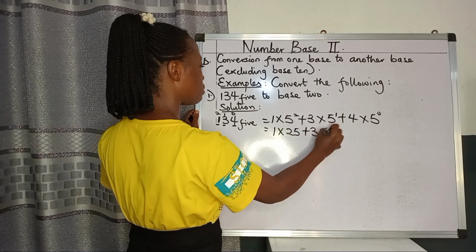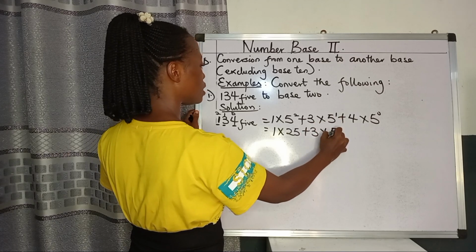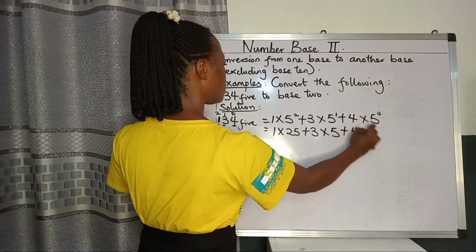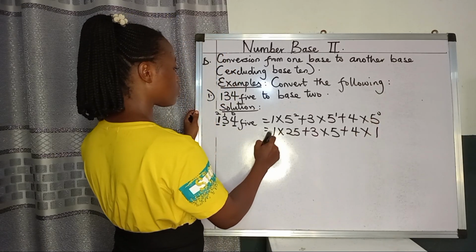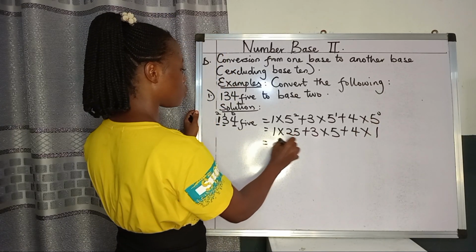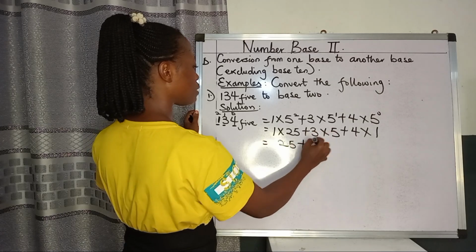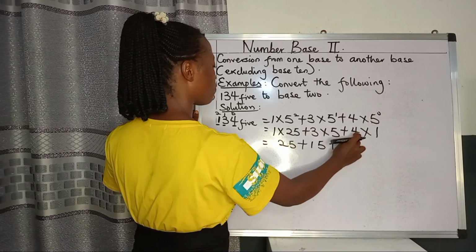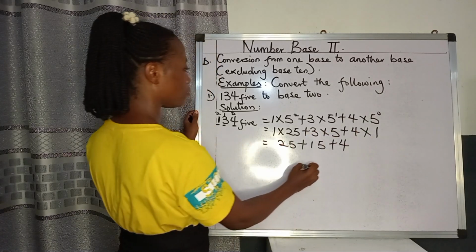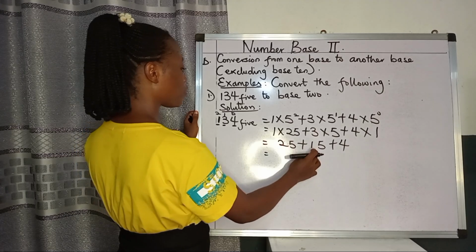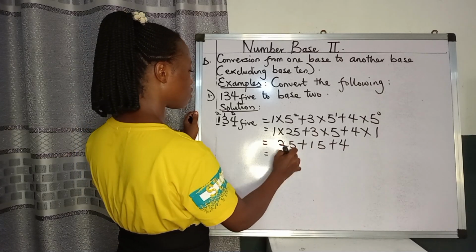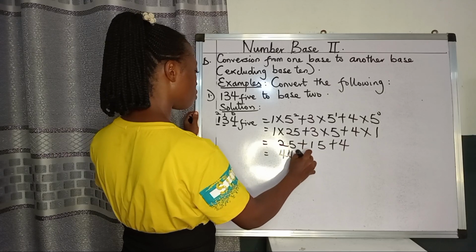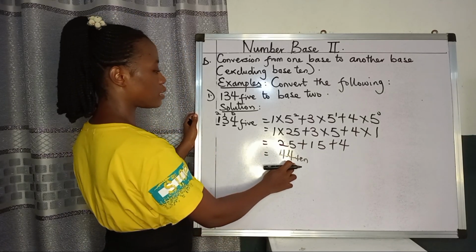Plus 3 times 5 raised to the power of 1, which is 5. Plus 4 times 5 raised to the power of 0, which is 1. This gives us 1 times 25 is 25. 3 times 5 is 15. And 4 times 1 is 4. 25 plus 15 is 40, right? 40 plus 4 gives you 44. Now, my answer is 44 base 10.